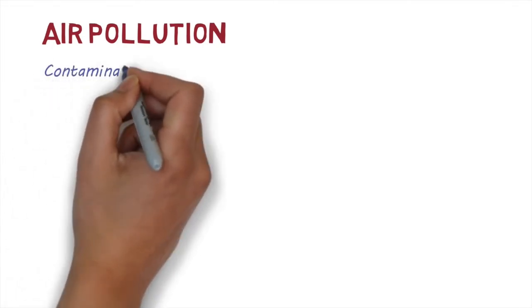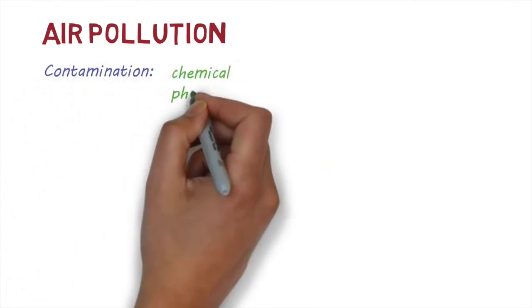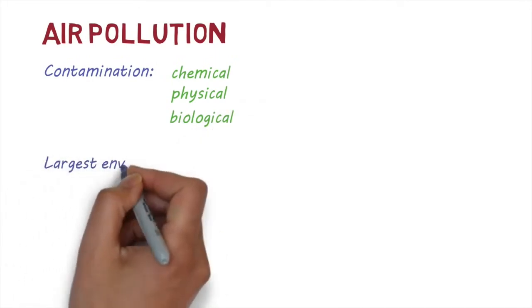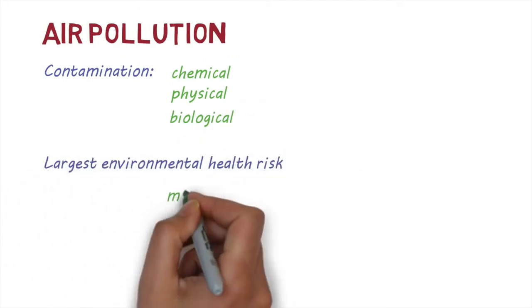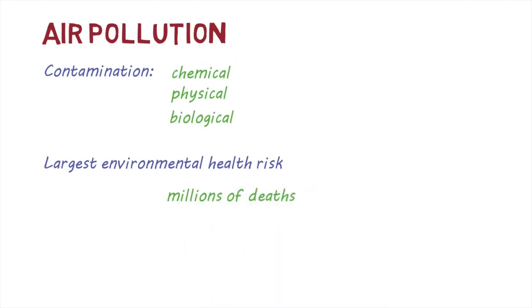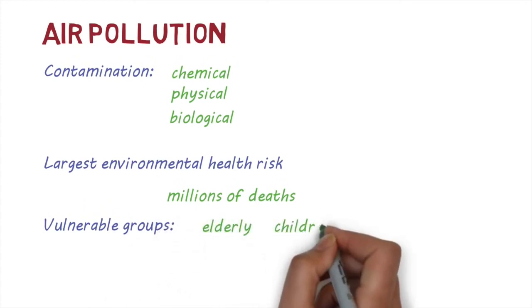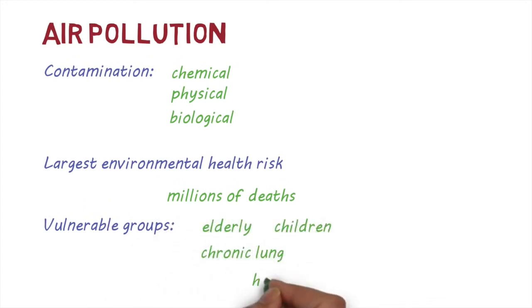But first, what is air pollution? Air pollution occurs when the air is contaminated with any chemical, physical, or biological agent. It is the world's largest environmental health risk, leading to millions of deaths around the world each year. Although anyone can be affected by air pollution, people who are most vulnerable include the elderly, children, and people with chronic lung or heart disease.